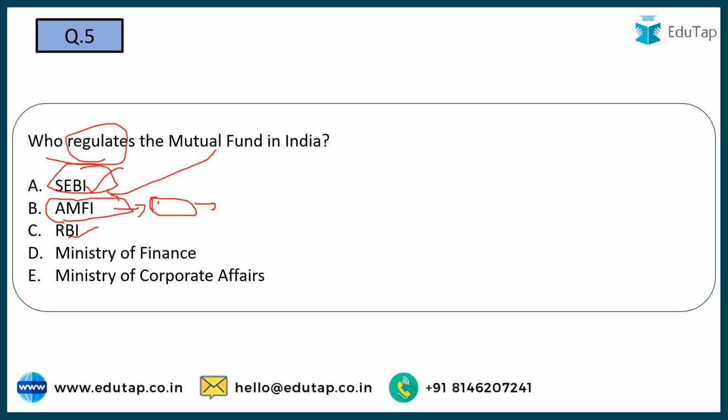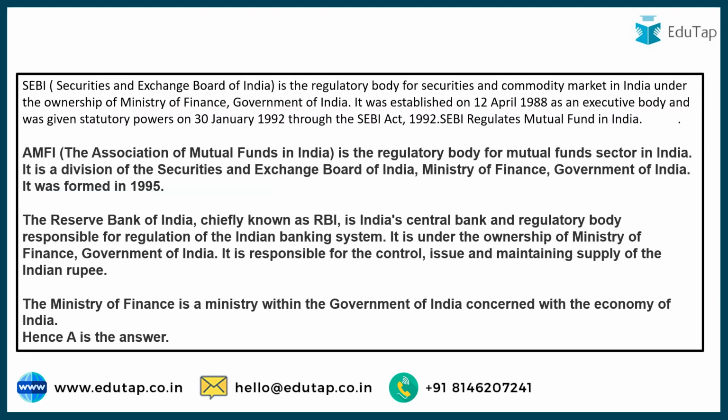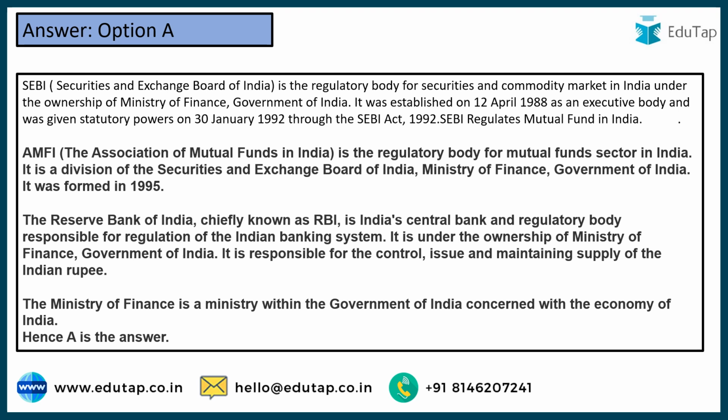Okay, RBI is for banking and NBFCs. Ministry of Finance is like the bureaucratic side. Ministry of Corporate Affairs is also the bureaucratic structure. Okay, so the correct answer here will be SEBI. And do remember, SEBI is also regulating the corporate debt market, the capital market segment. So the correct answer here will be option number A. Now let's move forward to the explanation as well. So here is the explanation and the answer will be option number A only.